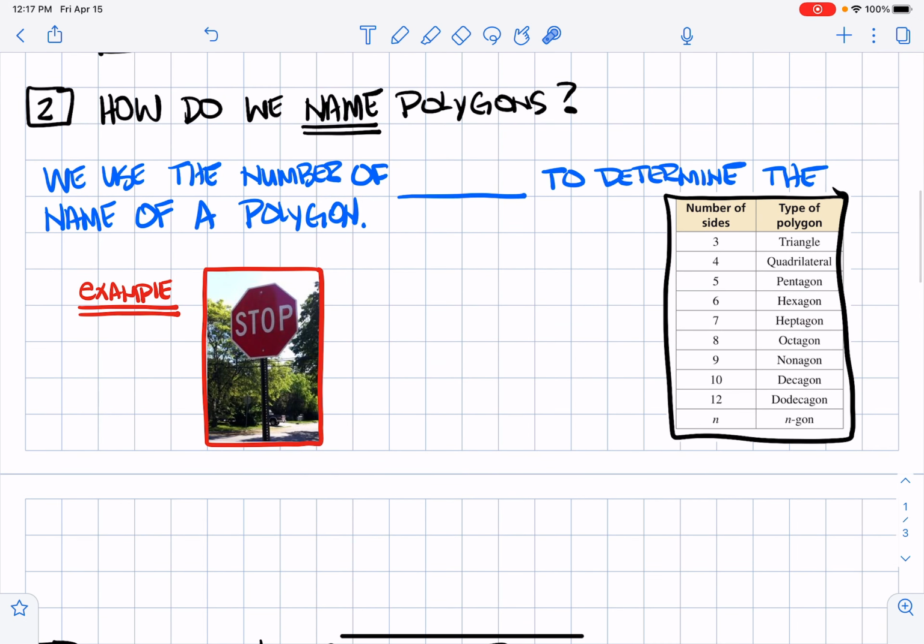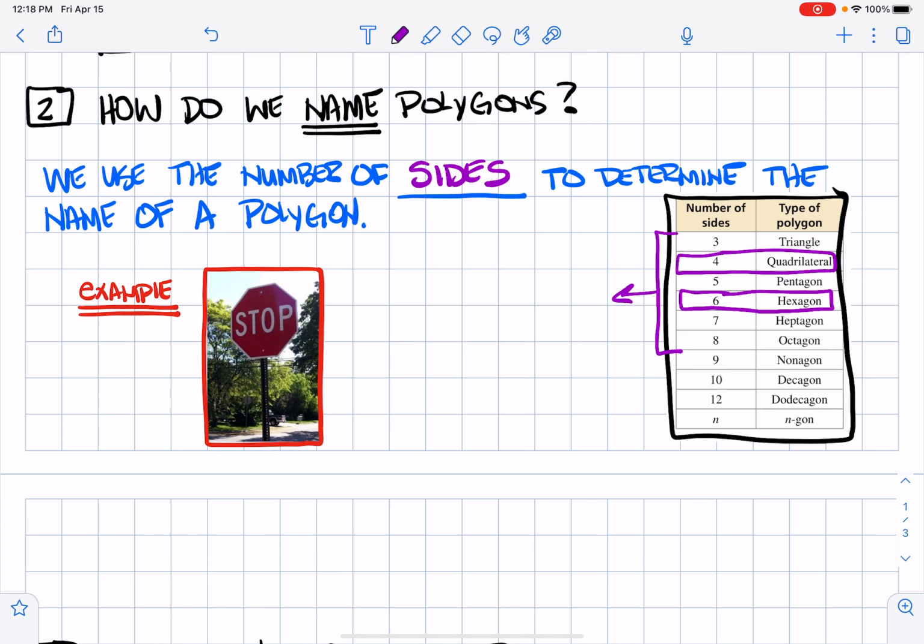Box number 2 is all about how we are going to name these polygons. We can actually name them in one of 2 ways. The most commercial or convenient way to name them is by the number of sides that the polygon has. So we use the number of sides to determine the name of a polygon. For example, a 6-sided figure is a hexagon. A 4-sided figure is a quadrilateral, and so on and so forth. I think that you should have the first 8 memorized. So let's put a little note there to memorize these, okay?